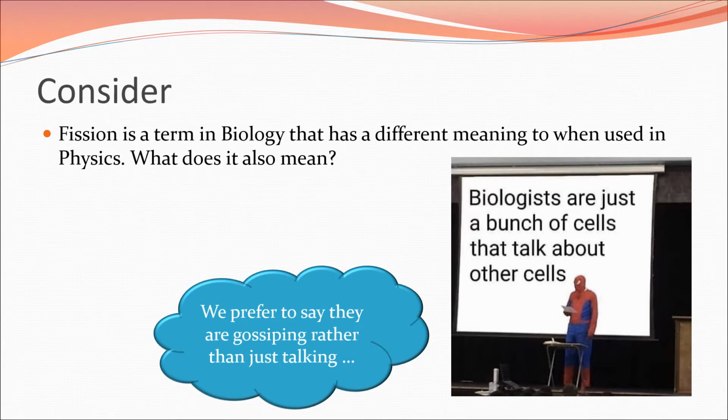So, fission's a term that's used in biology as well as in physics. Now, the meaning of it in biology is about cell division. In physics, we're talking about atoms dividing up in a nuclear reaction. Okay? So we won't worry about what the cells that gossip about other cells are on about. We're talking about the physics option here.